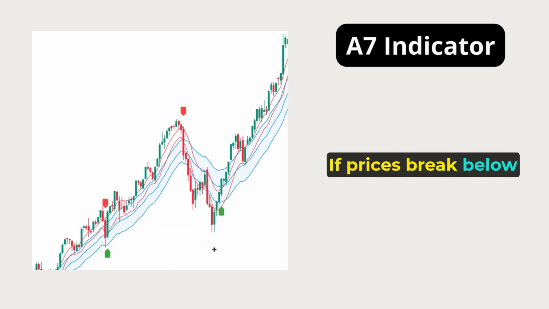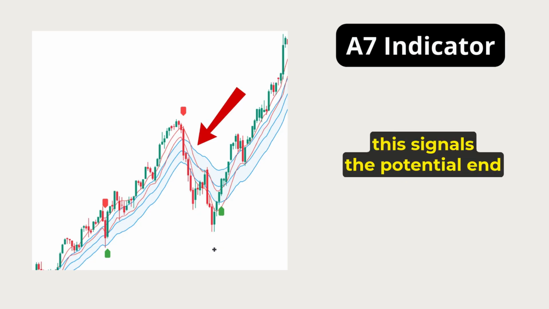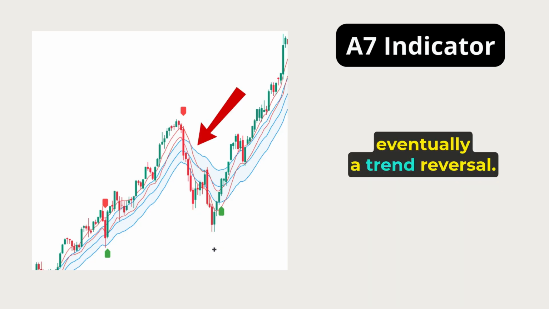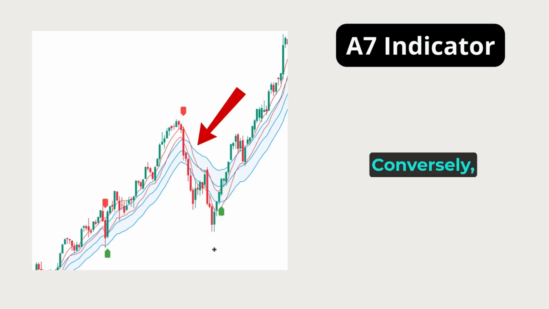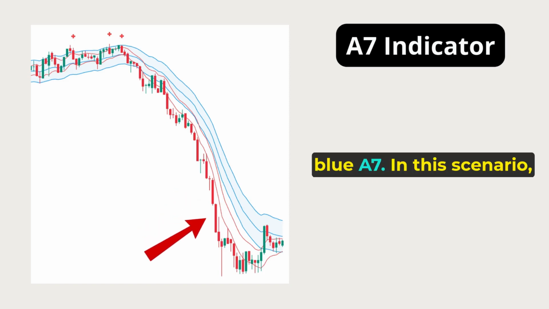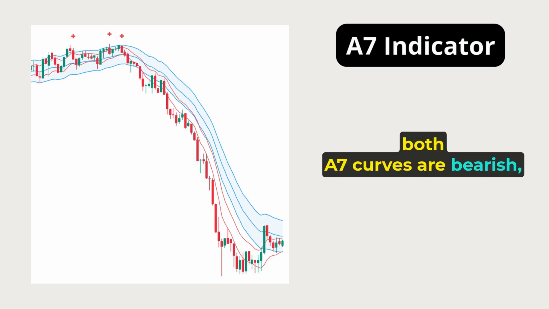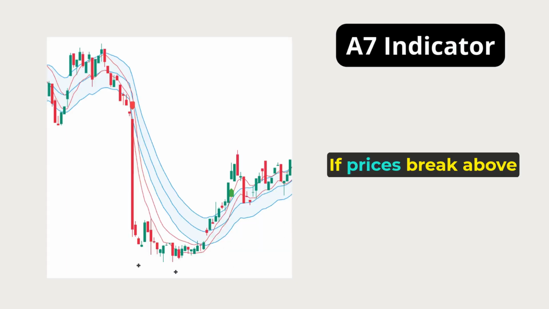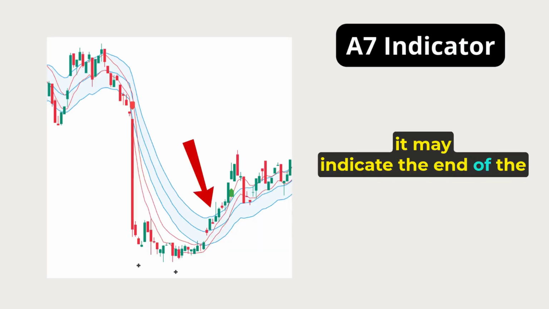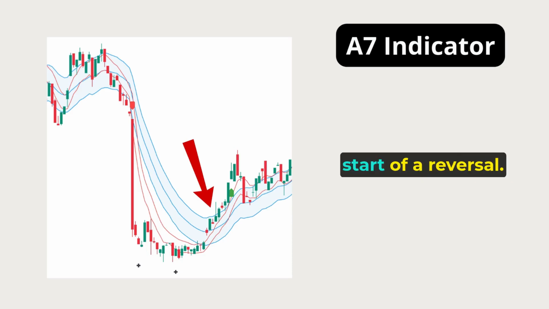If prices break below both A7 curves, this signals the potential end of the bullish swing and, eventually, a trend reversal. Conversely, in a strong downtrend, prices stay below the red A7, which itself remains below the blue A7. In this scenario, both A7 curves are bearish, acting as an inclined resistance. If prices break above this resistance, it may indicate the end of the bearish trend and the start of a reversal.